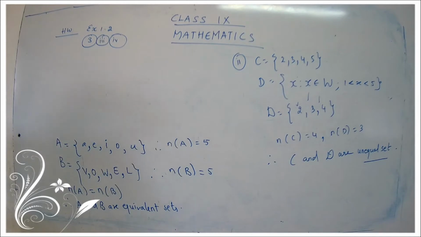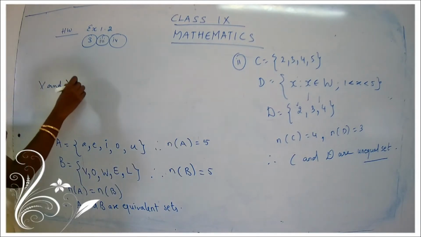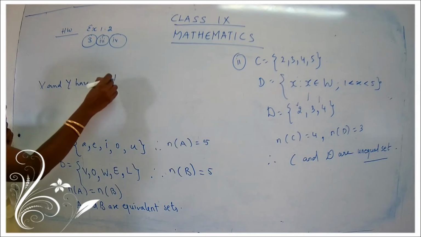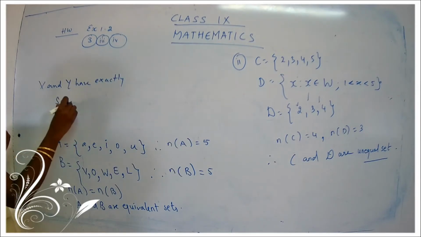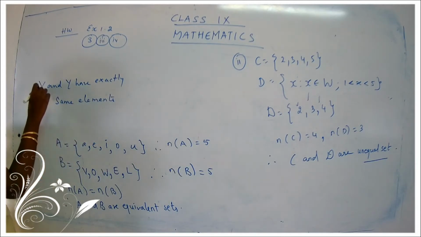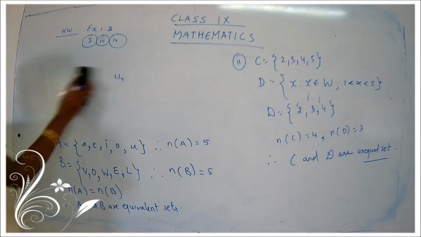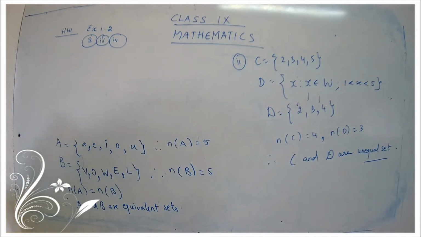Also x and y have the same set elements. X and y have exactly the same elements. So you can call this an equal set. So we say that x and y are both equivalent and equal. Okay, so you have to write the statement in statement form.